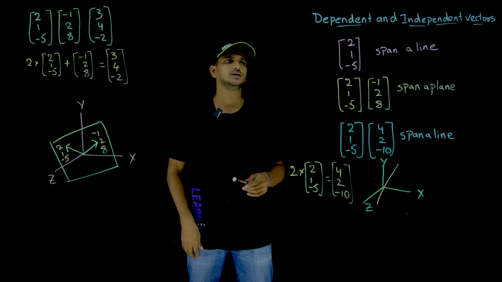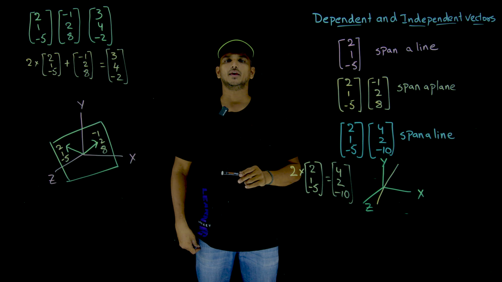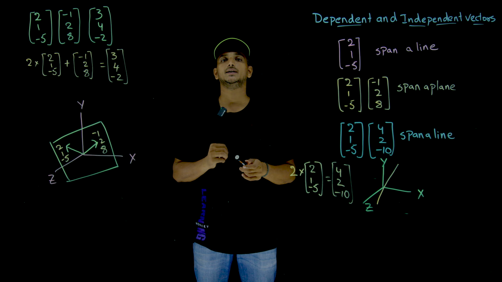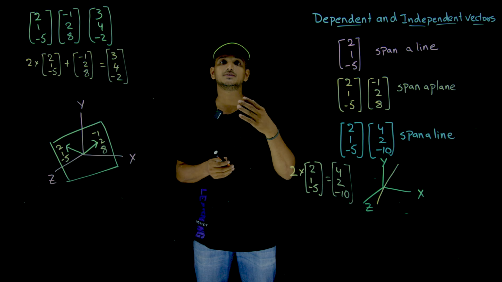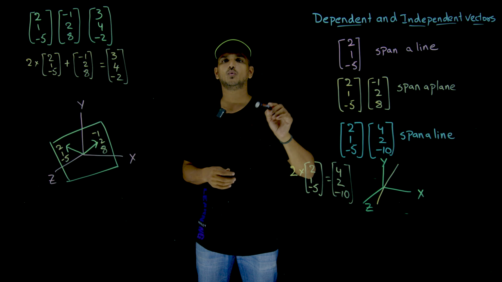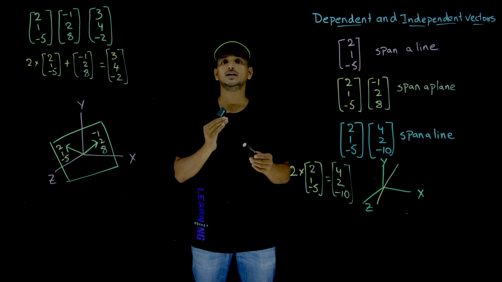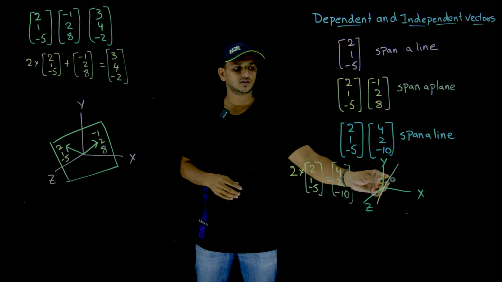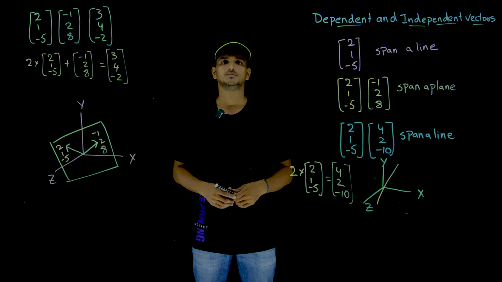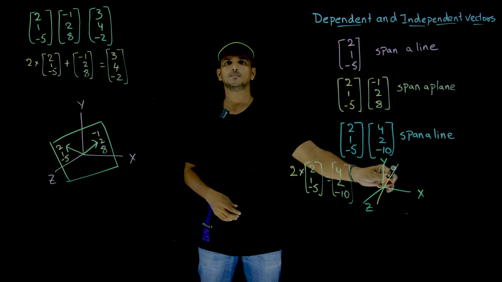Coming to today's class, let's take this vector 2, 1, minus 5. This is a vector in a three-dimensional coordinate system. So what's the space that we are able to span using this vector 2, 1, minus 5? We can span a line in a three-dimensional coordinate system. See, this is the example. We can span a line in a three-dimensional coordinate system, because 2, 1, minus 5 moves in this direction.